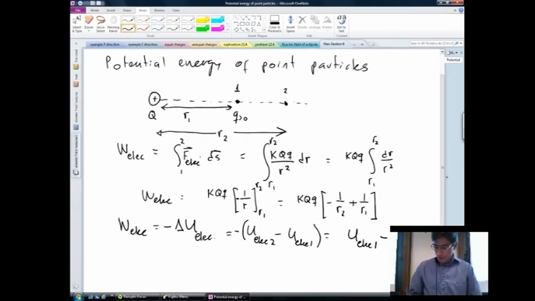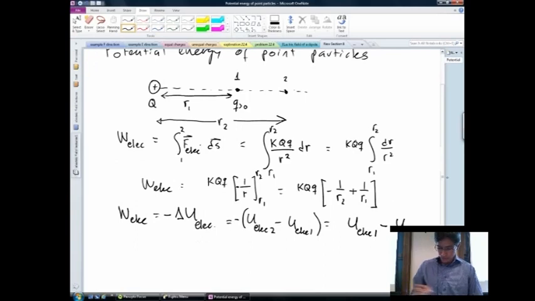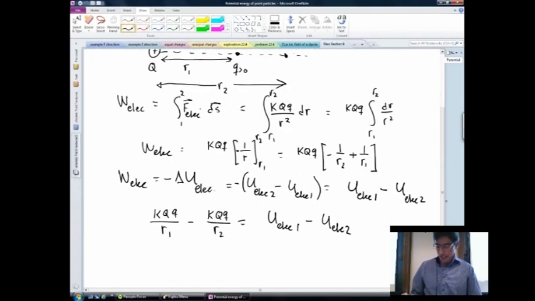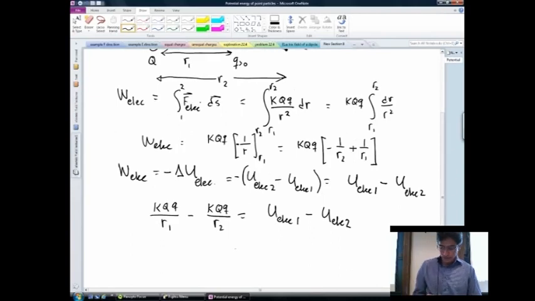So if you compare the two expressions, you get Q over R1 minus Q over R2 should be equal to the electric potential energy of the particle at location 1 minus the electric potential energy of the particle at location 2. So what that equation is suggesting, not just suggesting, telling you clearly, is that the electric potential energy of point charges, between two charges Q and little q, can be described by this equation.